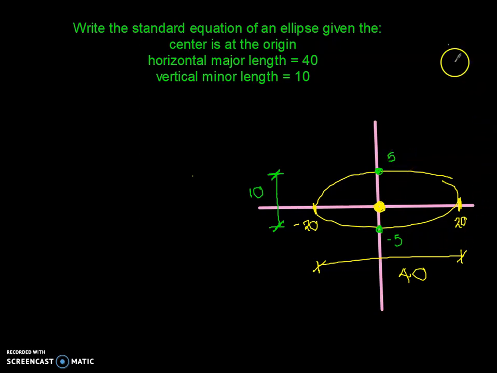But keep in mind that the horizontal major length of axis given in the other ellipse video has the length 2a. So if it's not drawn symmetrically, you can't really see what's going on, you can always solve it algebraically as well. And the vertical minor length, the minor length is represented by 2b. So I could just solve this algebraically as well.